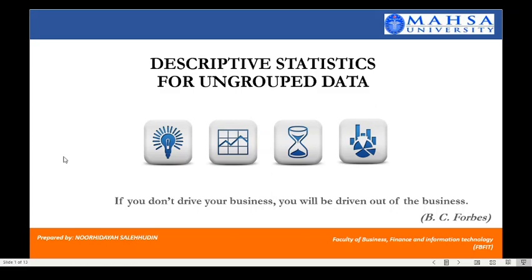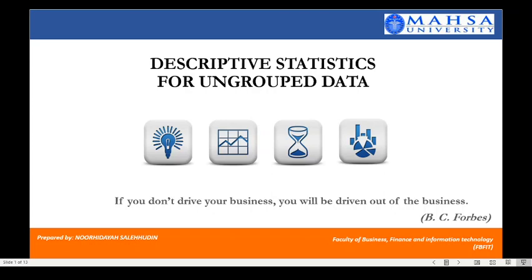For this topic, I would like to explain the descriptive statistics for ungrouped data. Basically, there are two categories of data that we have. First is the ungrouped data, and the second one is grouped data. Ungrouped data is data that is not organized. This is raw data.